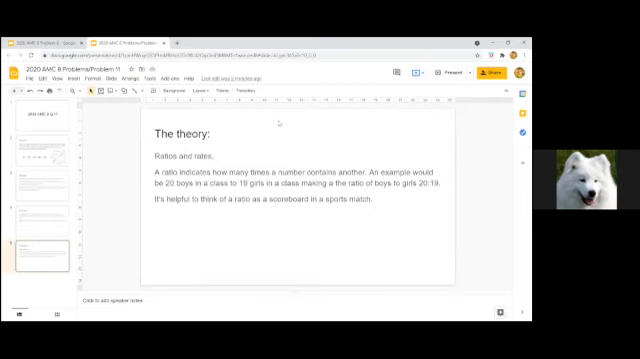It's helpful to think of a ratio as a scoreboard in a sports match, like 1-2 is the score, and like Blue Jays versus, I don't know, some other baseball team. Yeah, that's all for me.